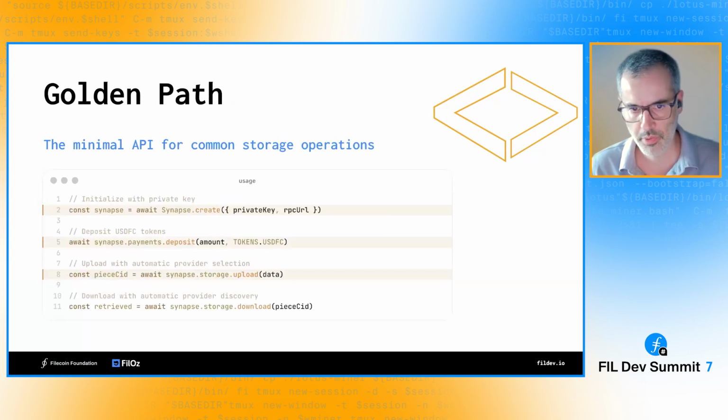As I mentioned, the golden path is the minimal API for the common storage operations. And as you can see in the example, it's very, very simple. We have 4 steps. We create a Synapse instance, we deposit some funds in Filecoin Pay, and right away we can upload data. This handles everything for you: all the providers, all the payment rails, all the data sets, everything is set up for you. You can just call .upload with a file and you get the CID for that specific file. And with the CID, you can just retrieve it. You can download the file back and use it in any way you want.